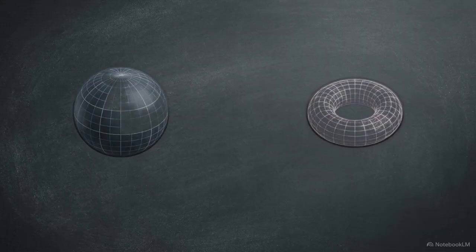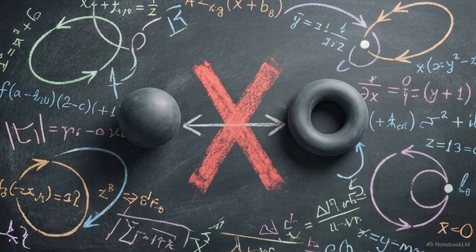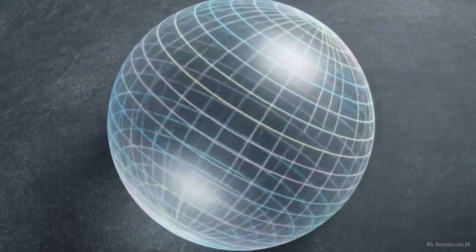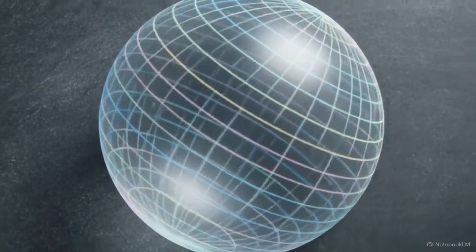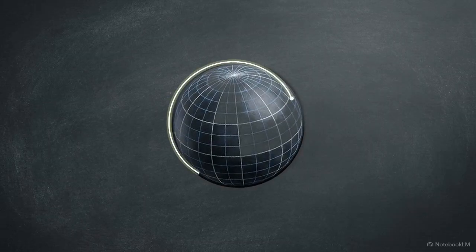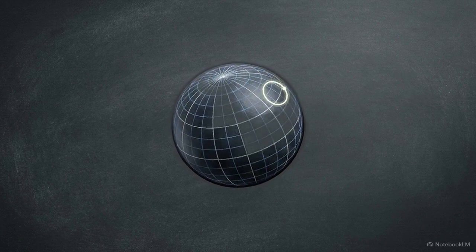If we apply this loop machinery to two separate spaces and calculate fundamental groups that are not algebraically isomorphic, it is mathematically impossible for those two spaces to be homeomorphic. Let's test this machinery on the simplest closed surface, the n-sphere, or Sn, for dimensions where n is greater than or equal to 2. Theorem 59.3 in Munkres states that the n-sphere is simply connected. This means its fundamental group is trivial, written as pi1 equals 0. Every loop can be shrunk down to a single point.